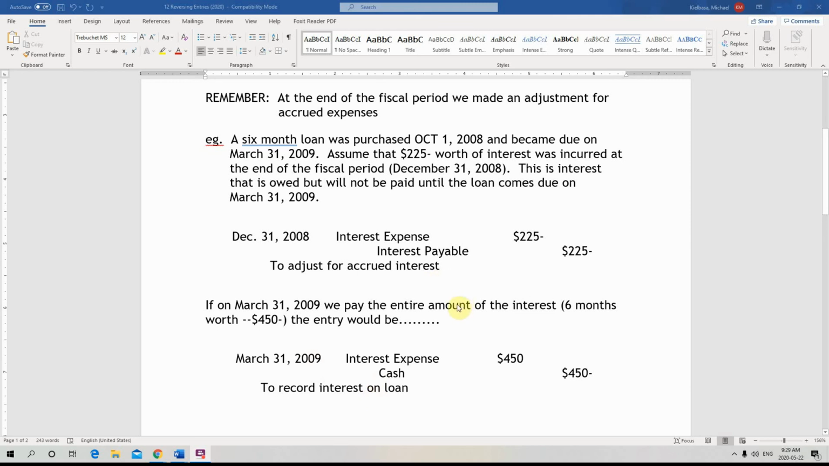Now, if we look over that 2-year period, 2008 and 2009, we've debited interest expense for a grand total of $675. Well, that's wrong, because the interest expense over 2 years should only equal $450, right? So we have a problem. And to alleviate that problem, we're going to have to make reversing entries, and reversing entries will do that.